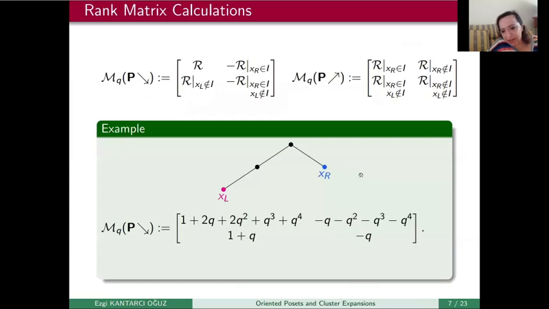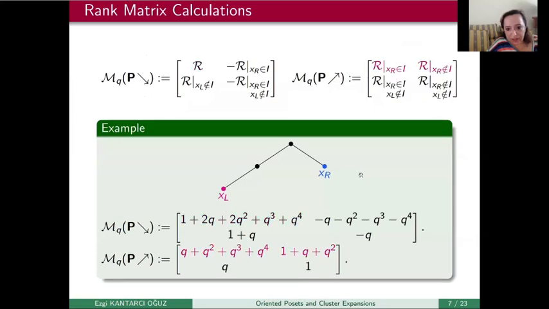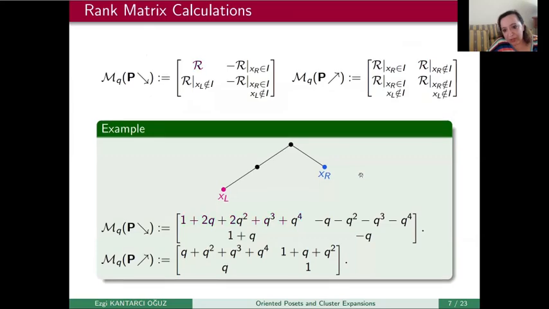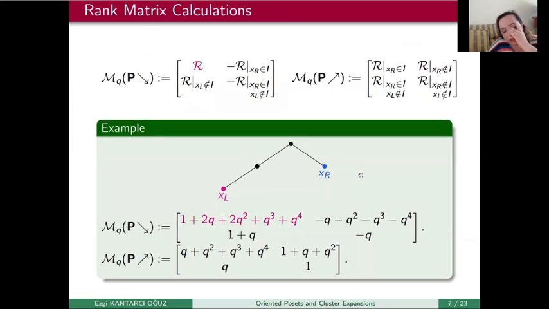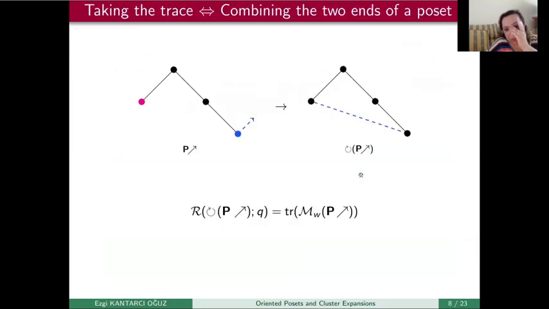And here is what they look like in general. And if we know these matrices, we know the rank polynomial. It is either the top left entry or the sum of the entries in the top row. And one more fun thing: if we take the trace of the matrix, that acts like connecting the two ends of the poset with each other. So when we take the trace, we get the rank polynomial of the circular poset. It is generally a poset, not in every case.